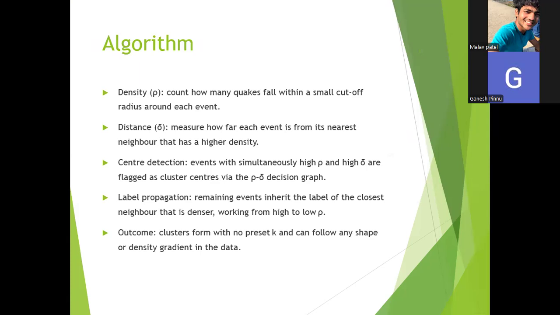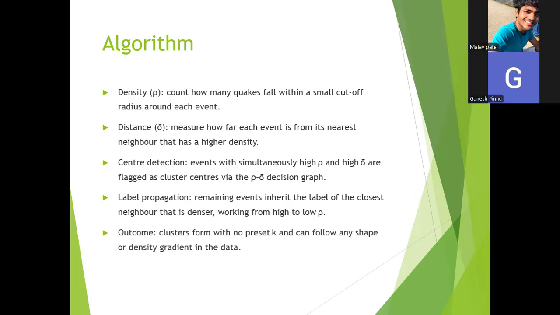The second is the distance to higher density. Once we know the densities, we find out how far each earthquake is from another one that has a higher density. The idea is that if an earthquake is dense and far from anything denser, it's likely a good candidate for a cluster center.